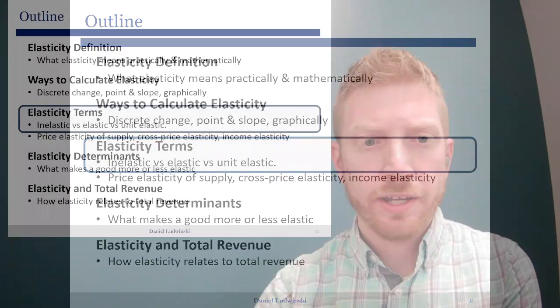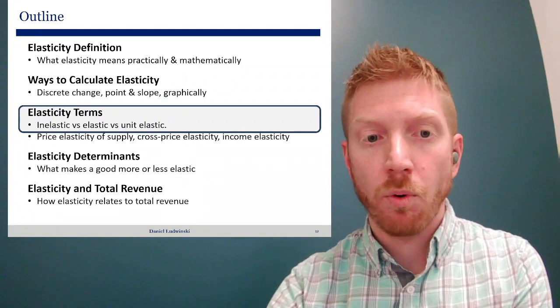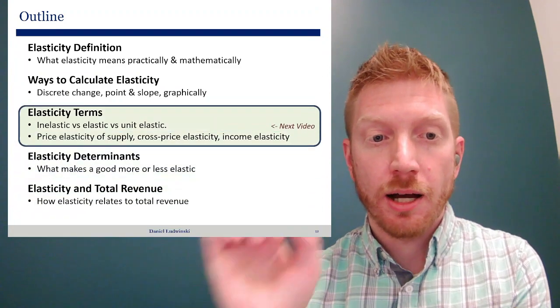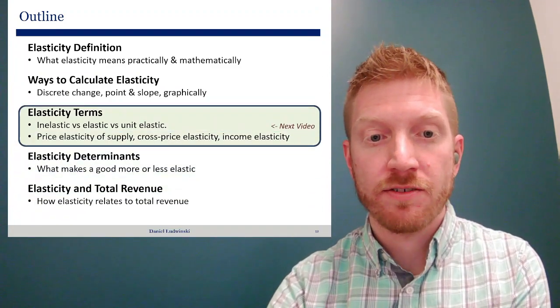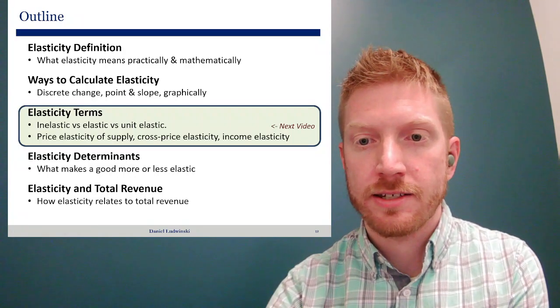So I covered here inelastic first, then elastic curves. What we'll be talking about in our next lecture is a couple more terms: the price elasticity of supply, cross price elasticity, and income elasticity.